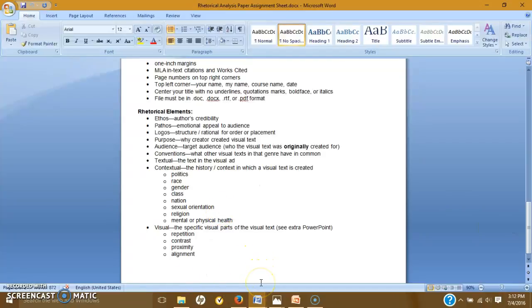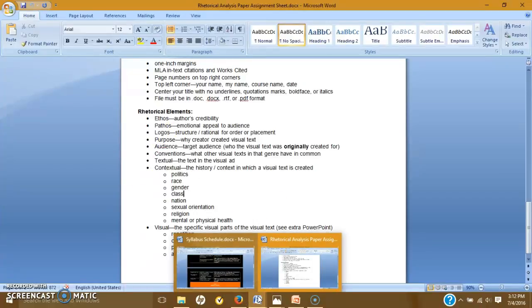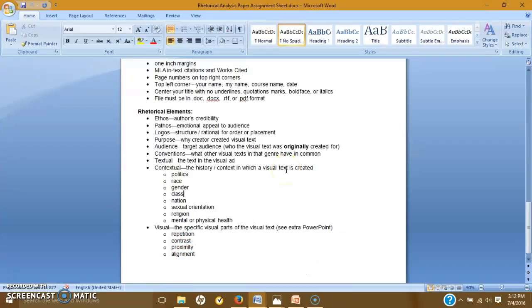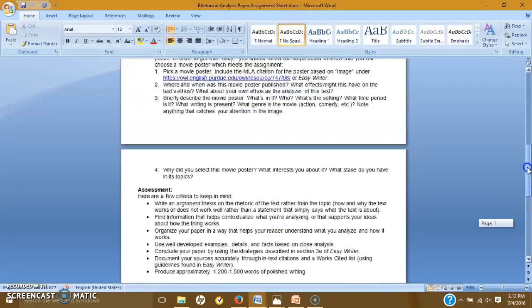Okay, so now we have a little bit more knowledge of the rhetorical elements. So let's go ahead and look at the steps. So the first thing that you should do, and you should already have done, is choose which movie poster you want to do. Again, if you don't like any of them, then by tomorrow, by Thursday, you need to have that written submission sent to me.